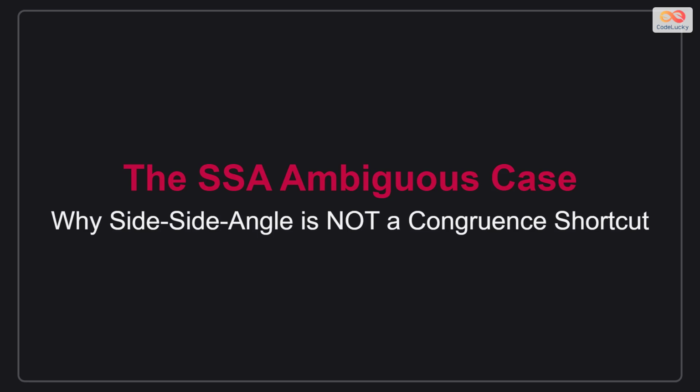Hello and welcome. In geometry, we have several shortcuts to prove that two triangles are identical or congruent, but one combination that often causes confusion is side-side angle, or SSA. Today, we're going to explore why this particular setup is called the ambiguous case and why it doesn't guarantee congruence.